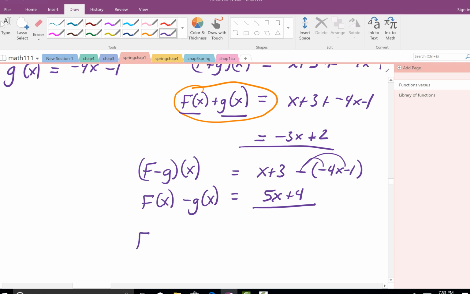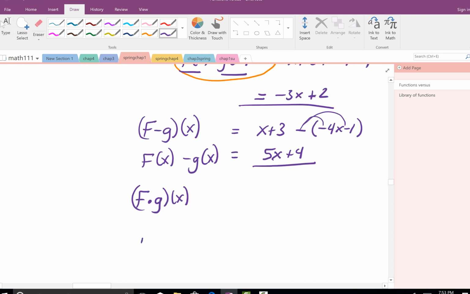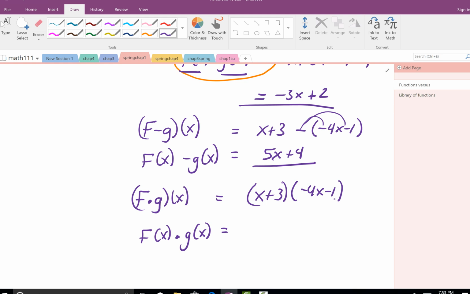You'll see something like this. Okay, I would write that as f of x dot g of x. So now we're multiplying them. The f function times the g function. All right, they mean the same thing. A little dot just means times. All right. So now we're going to times these.